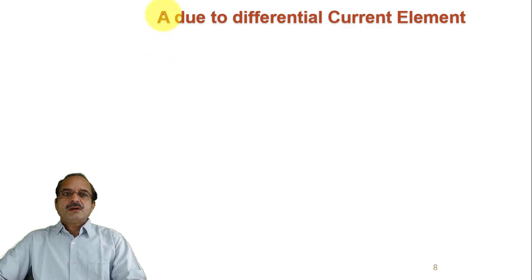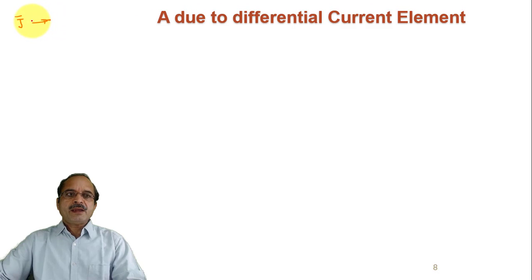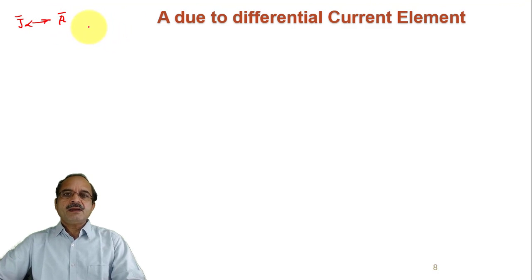Now, from the equations we have written earlier, these equations give us the relationship between J and A. So that is the relation between the current density and A. Now, we can have different types of current elements like line current, surface current, or volume current elements.